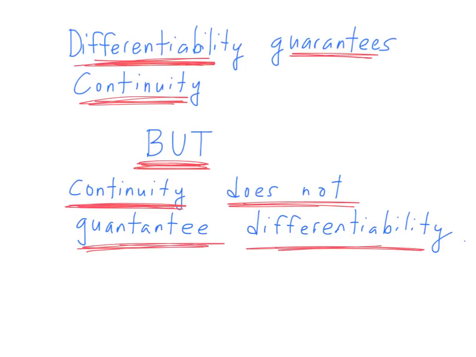So just think about an example we saw earlier, whether we're talking about a corner or a cusp. These are continuous, but they are not differentiable. So just because a function is continuous doesn't guarantee that a derivative is going to exist. However, again, if a derivative exists, we know that we can work backwards and say that it is going to be continuous.